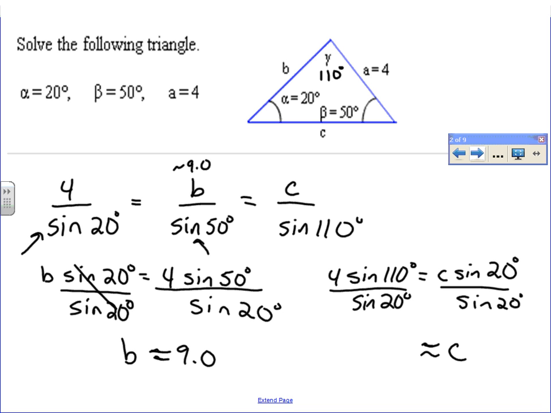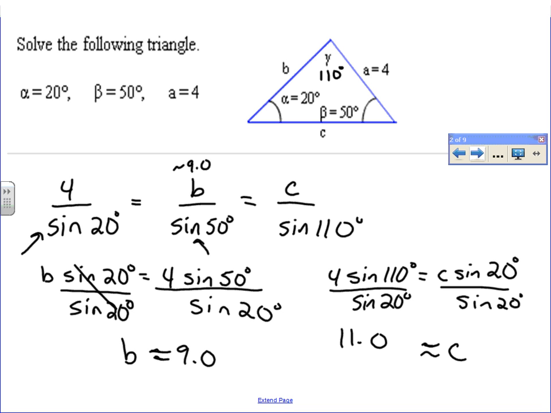So when we divide that out, let's see what happens. 4 sine 110 divided by sine 20. Alright, so yeah, it's about 11.2. Okay. Alright, so, I mean, does that seem fairly simple?